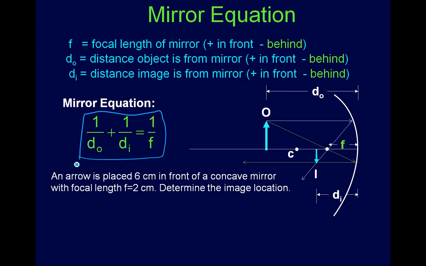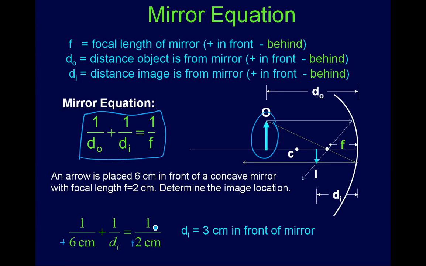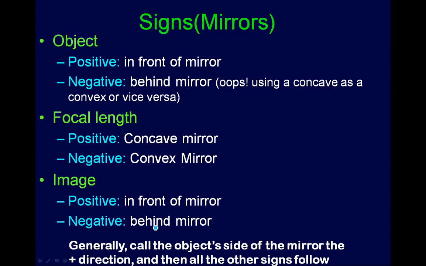And so here's a problem. This is sort of the same thing we've been working on. Let's say an arrow is placed 6 centimeters in front of a concave mirror with focal length of 2 centimeters. Determine the image location. And so we get that the arrow, which again we're using the same picture, is 6 centimeters in front of the mirror, so that's a positive 6. The focal length is 2 centimeters in front of the mirror, positive 2, and we take this equation and solve for DI. And so we get 3 centimeters in front of the mirror.